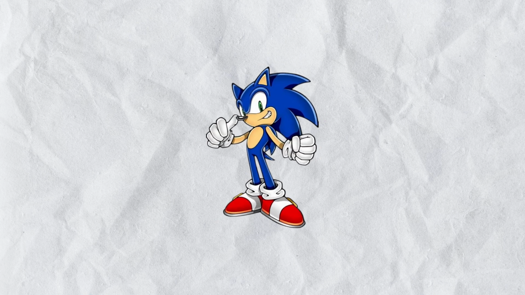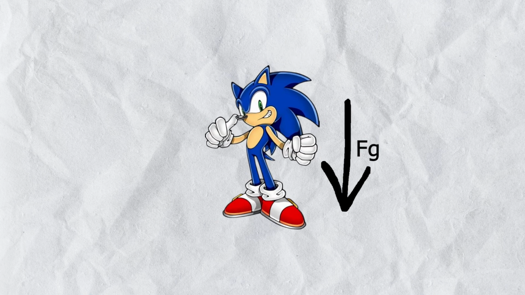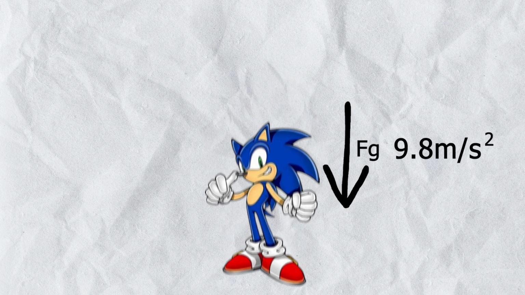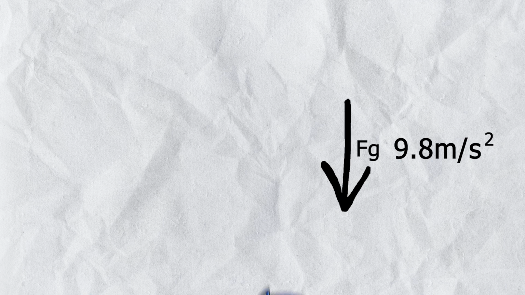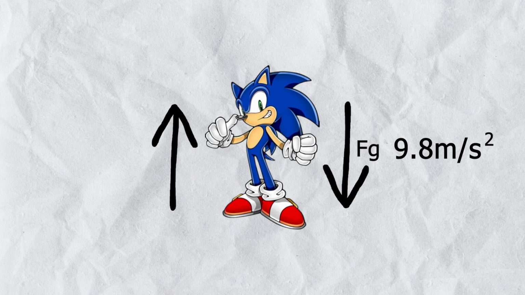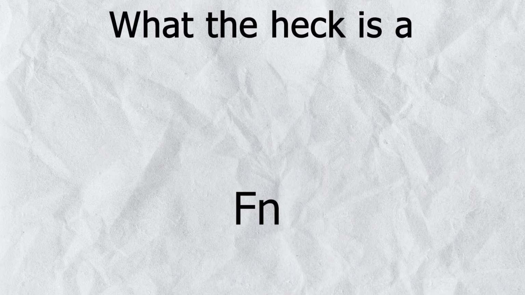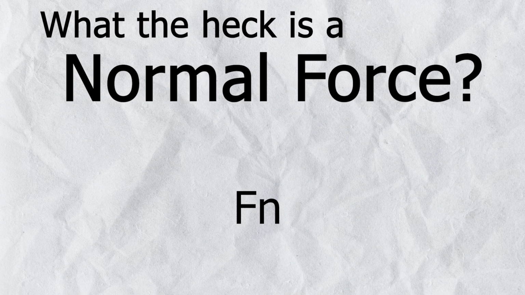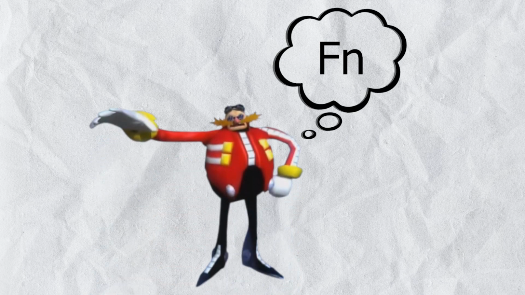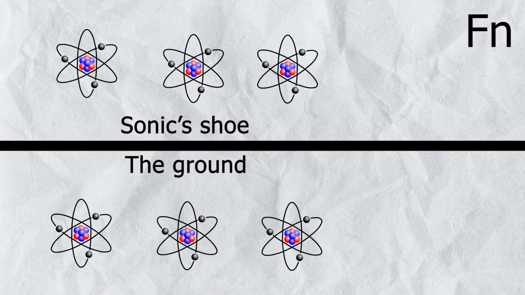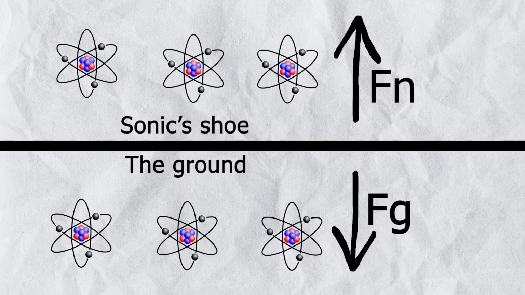When on Earth, Sonic, along with everything else on Earth, has the force of gravity accelerating him downwards at 9.8 meters per second squared. But he's not phasing through the ground. There must be another force pushing him upwards. This would be the normal force. Pardon my profanity, but what the heck is a normal force? Well, the normal force isn't just some made-up force that physicists use to make things easier. It's literally the ground's atoms pushing Sonic's atoms away, or in this case, upwards.